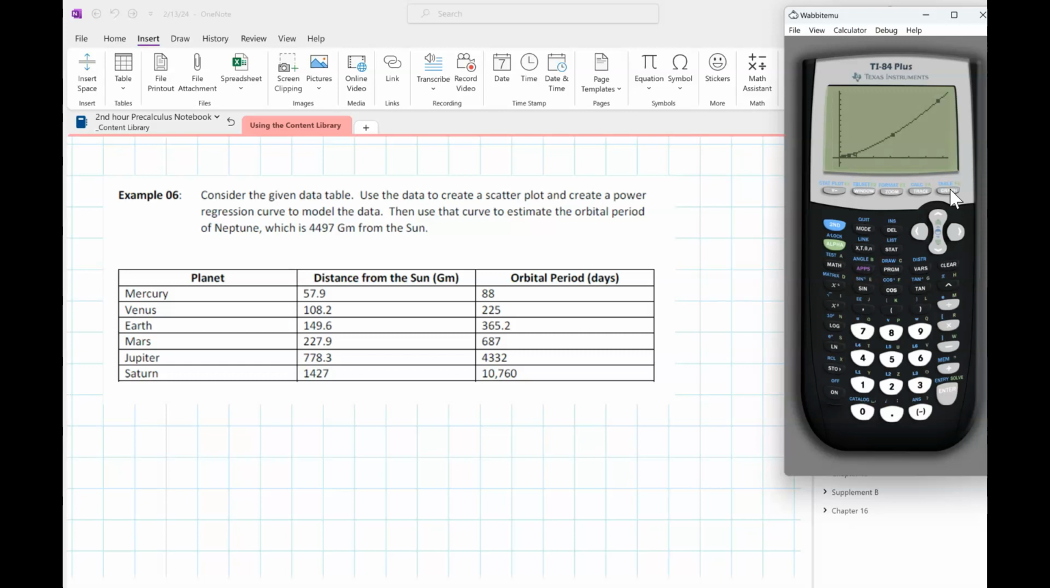Is the answer 60,000? Mary, you have to do it when you're doing the regression. Where it says store reg EQ, that's where you put the Y1. And then part 3, it asks, use that curve to estimate the orbital period of Neptune, which is 4,497 gigameters from the sun.